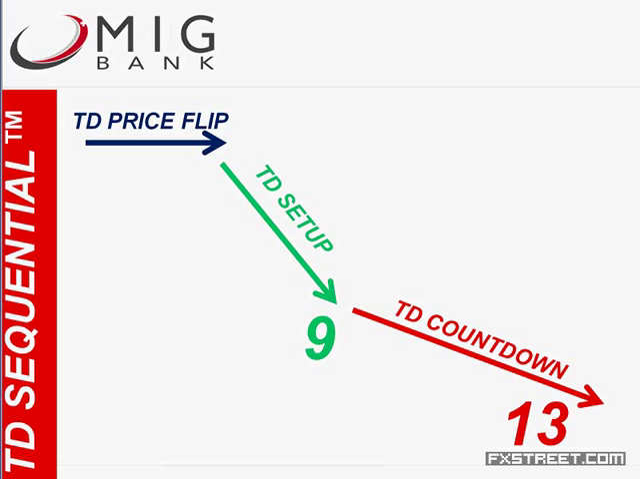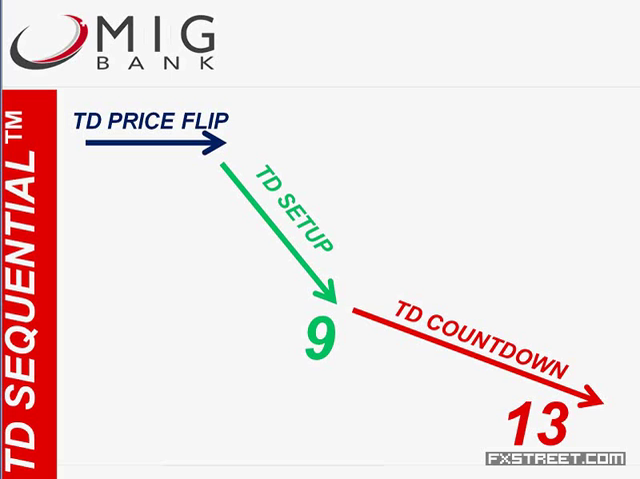Now, remember I said it's a two-stage process, TD setup, TD countdown, and these stages are color-coded. TD setup is color-coded in green, TD countdown is color-coded in red. But to actually initiate both of these stages, you must have what we call a TD price flip. And that's the initiation stage of this sequential model. Is everyone okay with that?